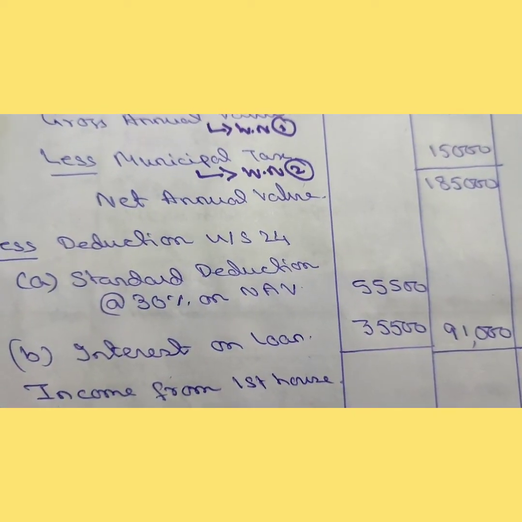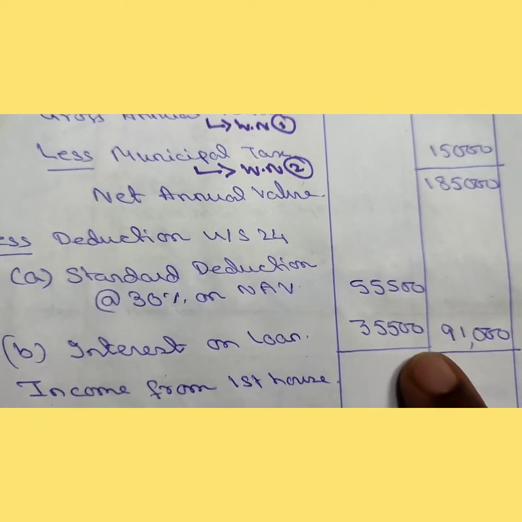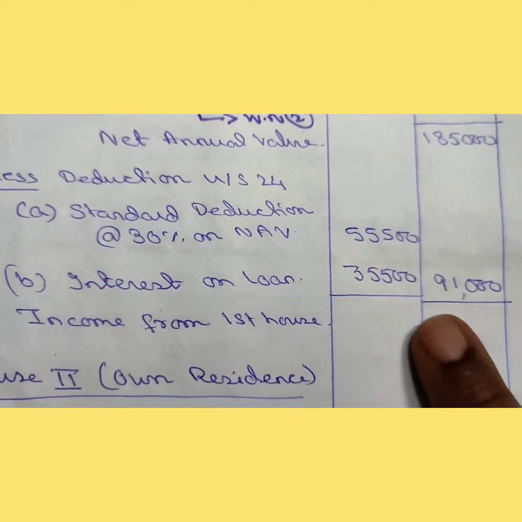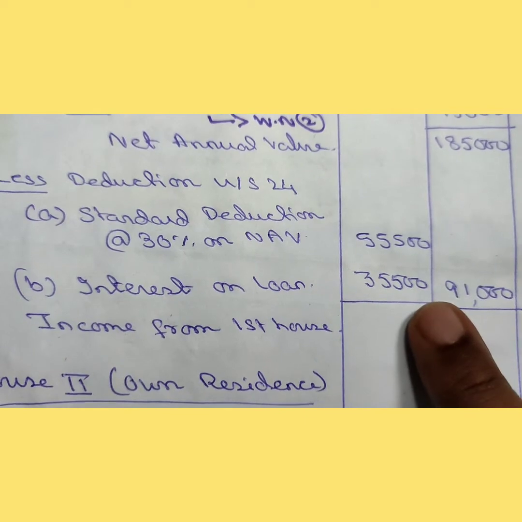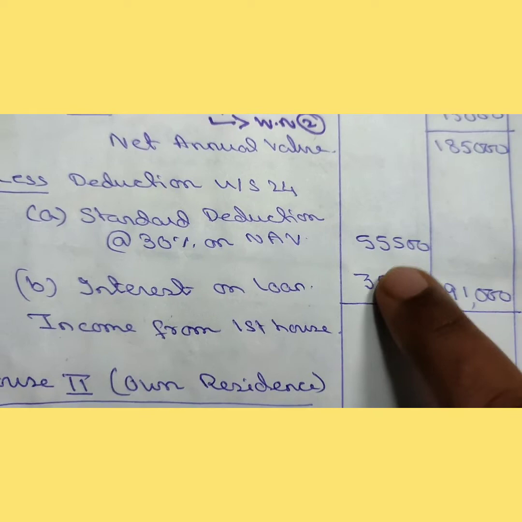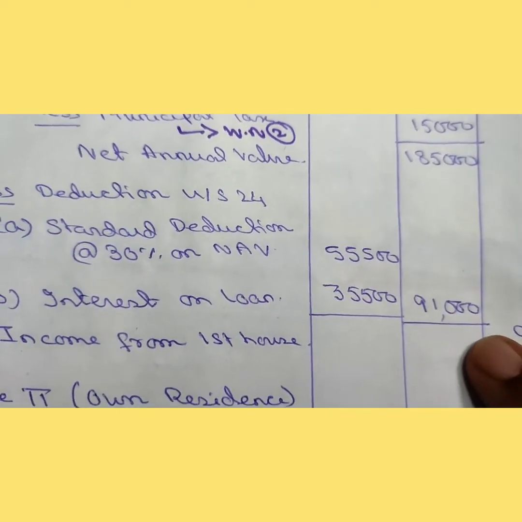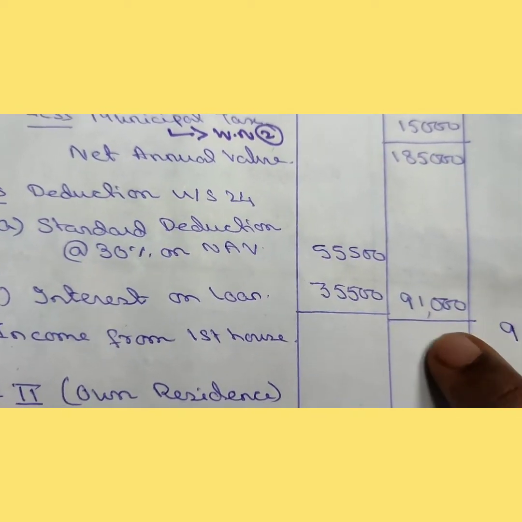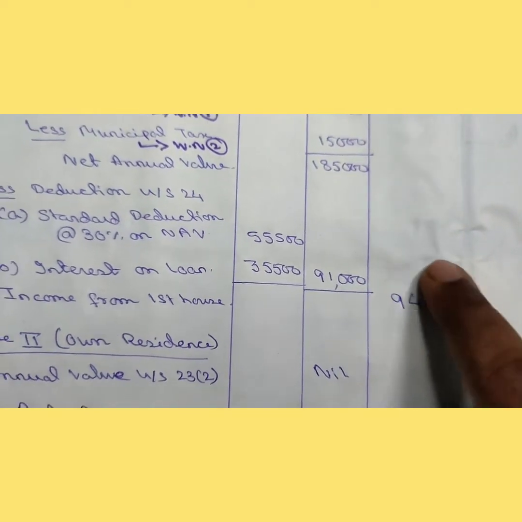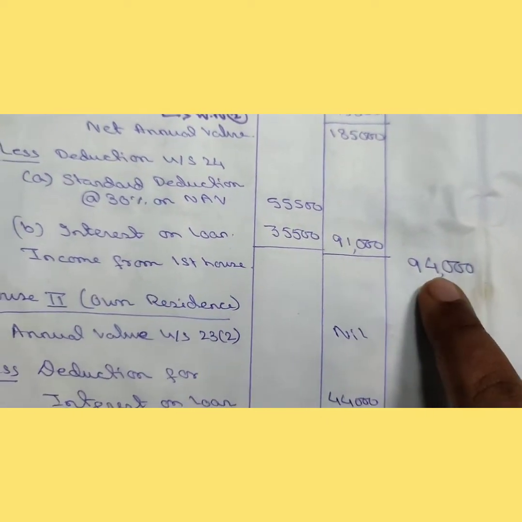And second part is interest on loan, and interest on loan given in the question is 35,500. And there is no maximum limit for let out house property. So entire interest on loan taken for construction of the house is deductible. So after adding these 2 deductions, we get 91,000. And from the net annual value, we deducted this total deduction of 91,000. This 94,000 is the deducted value. So this 94,000 will come in the third column, that is the income from first house.